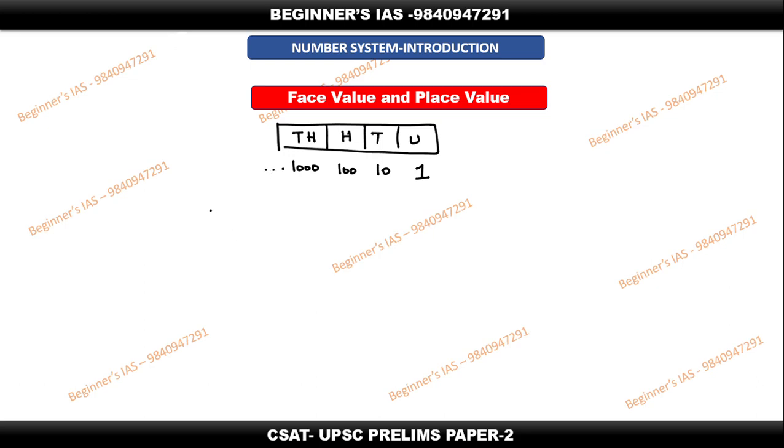After this, let us start with the face value. What do you mean by a face value? A face value is nothing but a digit which is equal to the digit itself, which means I'm taking 956. What is the face value of 9? The face value of 9 is 9. The face value of 5 is 5. The face value of 6 is 6. So this is nothing but the face value.